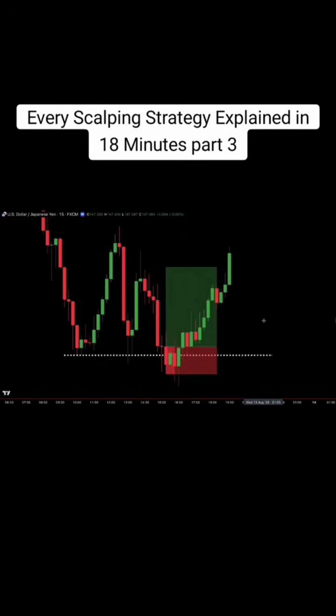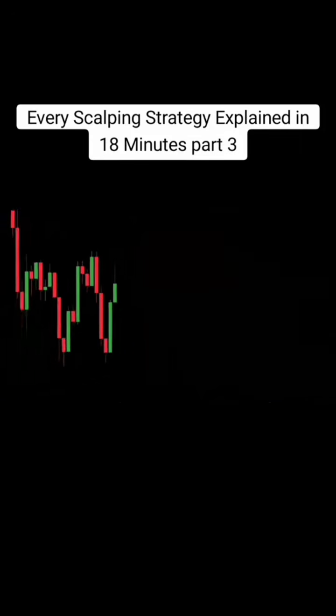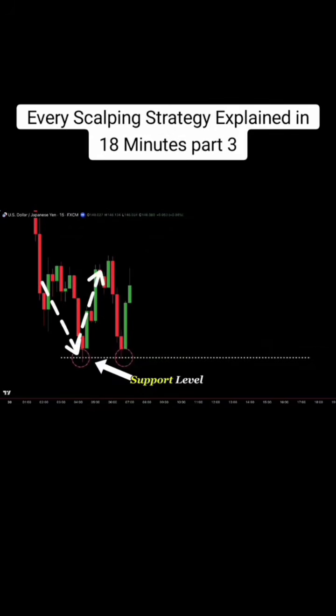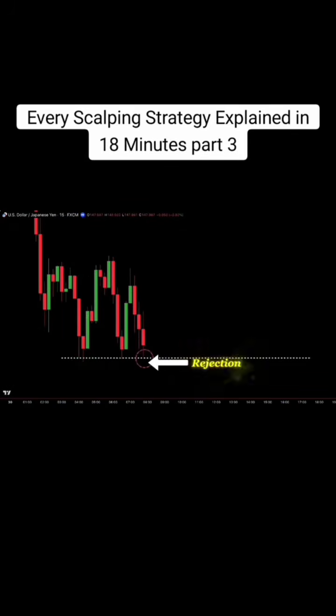Institutions do this on purpose. They hunt stop loss orders, collect liquidity, and then push the market in the direction they really want. Now let me show you, in 30 seconds, how to trade the stop loss hunt strategy. You identify a key support level. Price hits the level and reverses. It pulls back, comes back again, and reverses again, so the level is clearly respected. Now price approaches the level one more time. A rejection candle appears at the level.